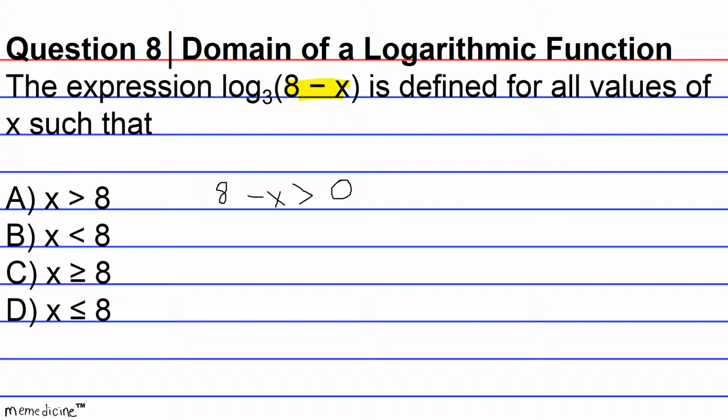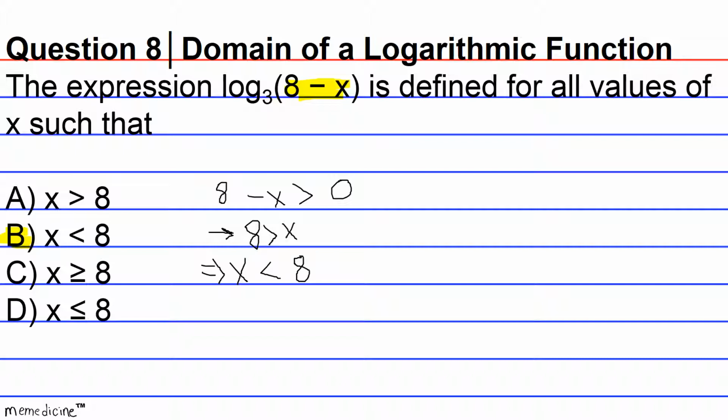If we go ahead and simplify this inequality and add x to both sides of the greater than sign, we get that 8 is greater than x, which is the same thing as saying that x is going to be less than 8. All right, so it looks like our correct answer choice is going to be answer choice B.